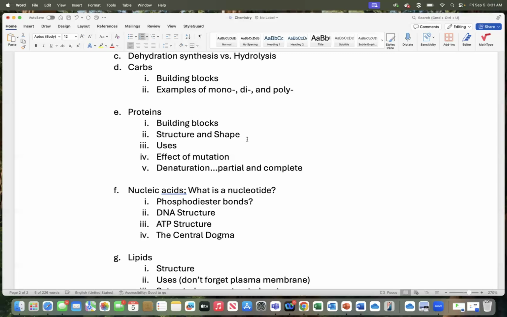All right, so proteins are, of these four organic molecules, the one who is most reliant on its shape to function. Protein shape and folding is its most important feature. If you take that away, the protein doesn't work anymore.